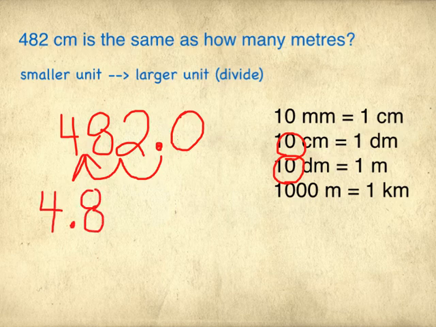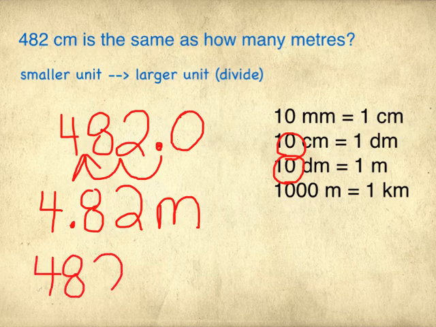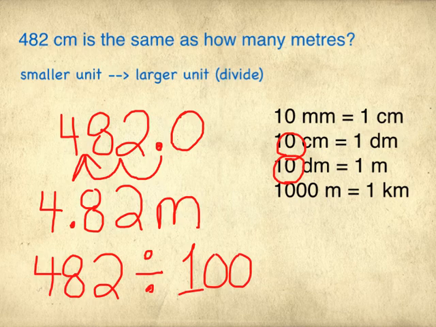we would discover that 482 centimeters is equal to 4.82 meters. Or if we think about what's happening mathematically, we are taking 482 and dividing it by 100. And the answer would still be 4.82.